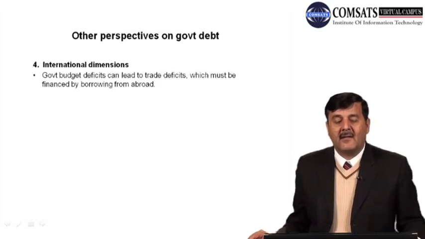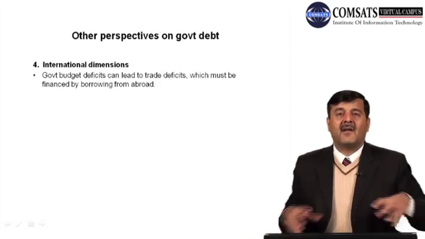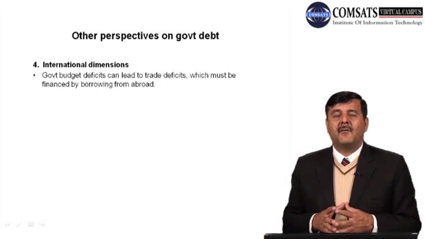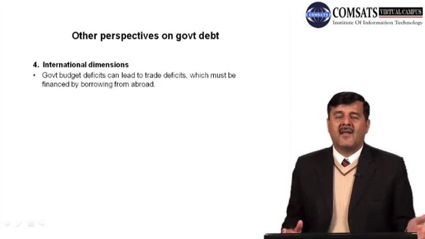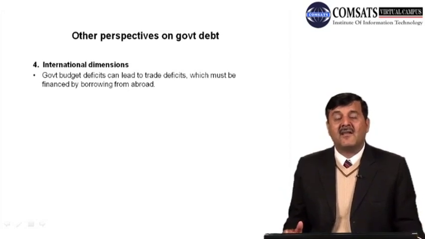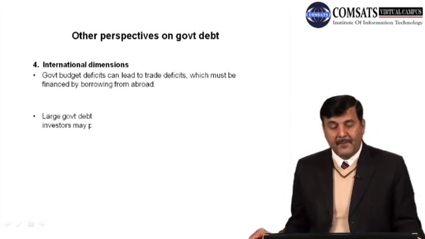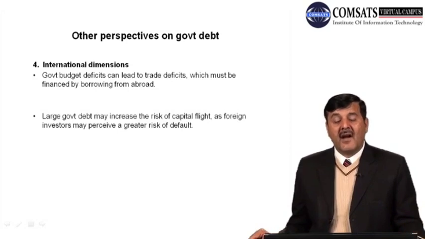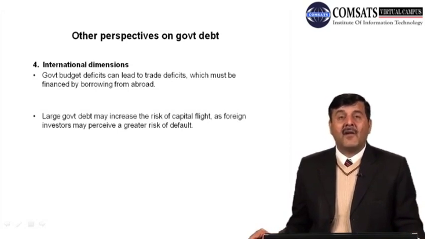Government budget deficit can lead to trade deficit. When the government has a budget deficit, what will happen if we talk about the international economy? Then the trade balance is in deficit, which must be financed by borrowing from abroad. Right? So large government debt may increase the risk of capital flight.